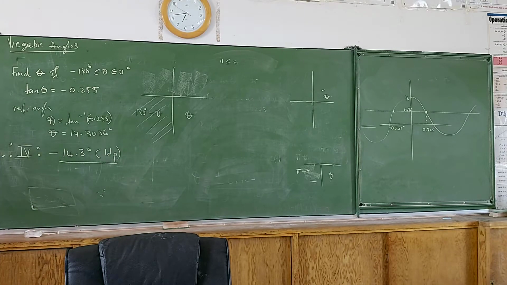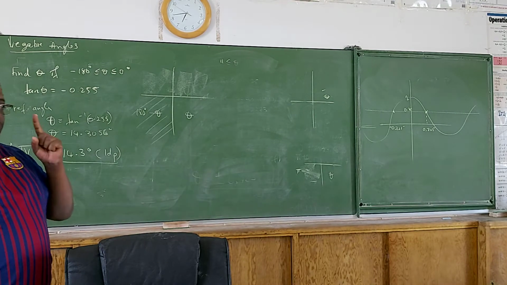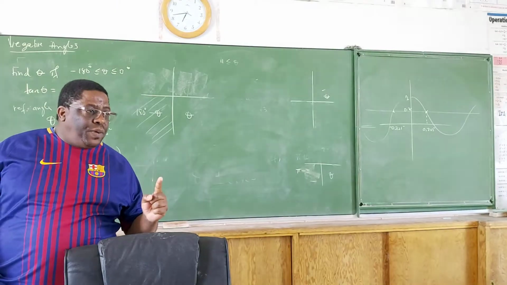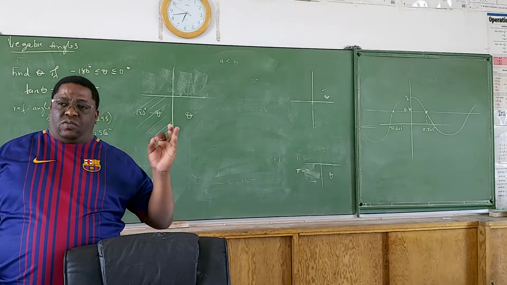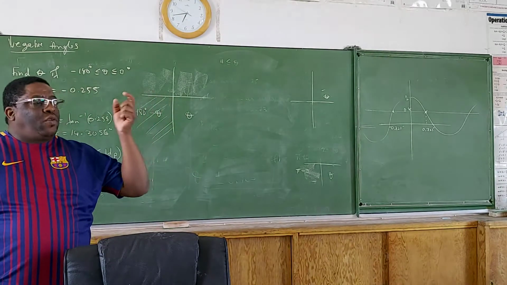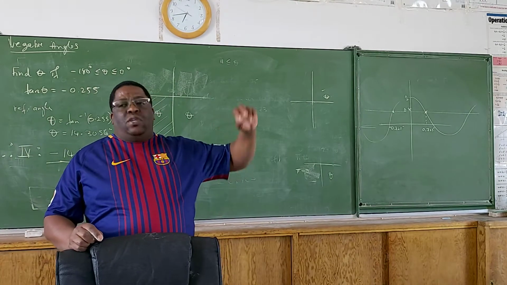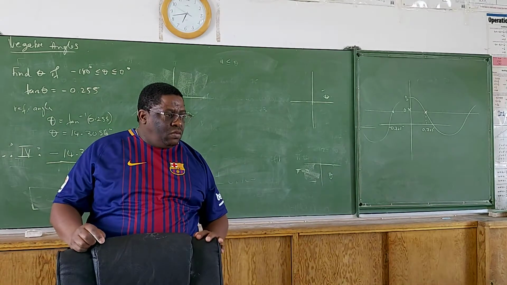Angles in degrees, we give to 1 decimal place. Is that fine? Angles in radians, we give to 3 significant figures. I'm going to repeat. Angles in degrees, we give to 1 decimal place. Angles in radians, we give to 3 significant figures, because radians can also be 0 point something something. Okay?